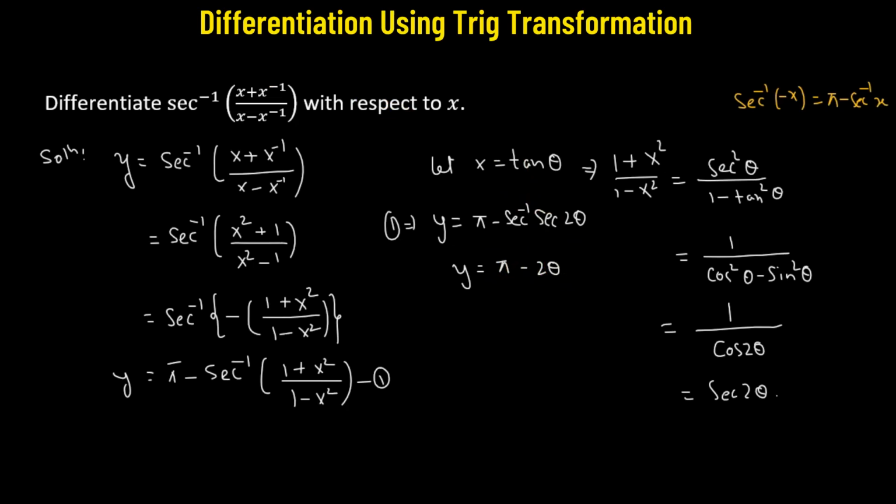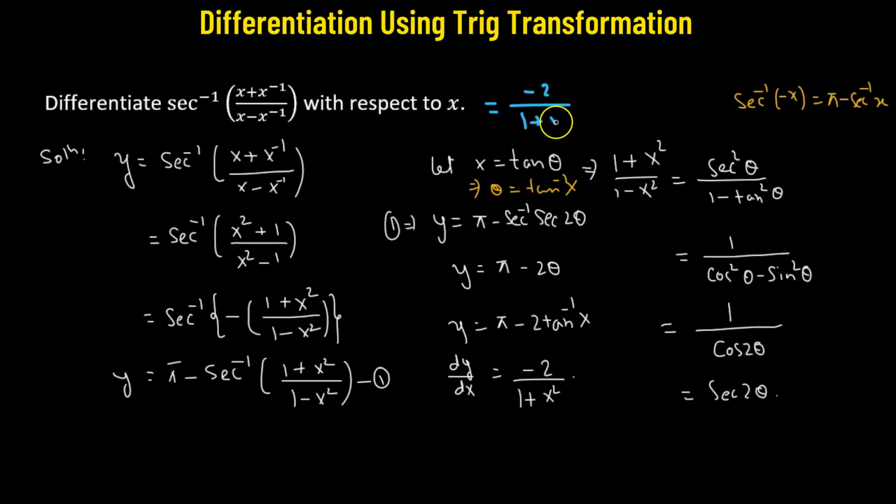which will make it y equals pi minus 2 theta. And since x equals tangent of theta, that implies theta must be equal to tangent inverse of x, thereby making y equals pi minus 2 times tangent inverse of x. Now we can take the derivative on both sides with respect to x. The derivative of pi will be 0, and the derivative of the inverse tangent function is 1 over 1 plus x squared. So we have negative 2 divided by 1 plus x squared. Hence, the derivative of secant inverse of (x plus x inverse) divided by (x minus x inverse) with respect to x will be equal to negative 2 divided by 1 plus x squared.